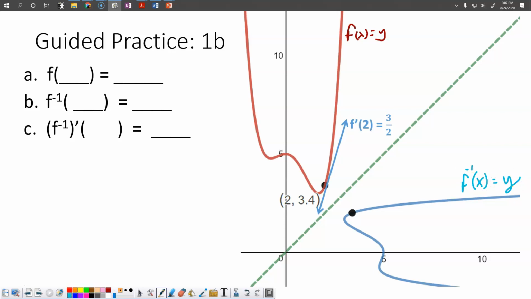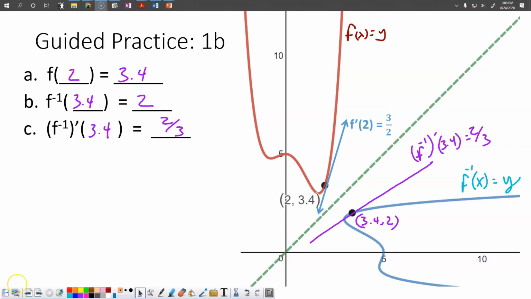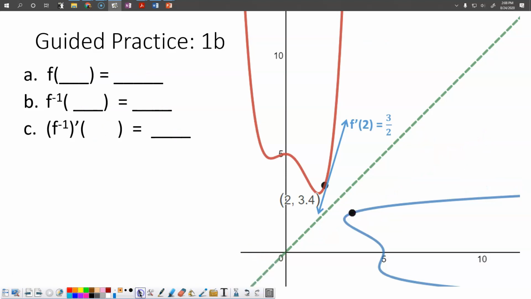Go ahead, and I've given you the point here, (2, 3.4). I've also told you the slope of f at 2 is 3/2. So go ahead and fill in as many of these blanks up here on this guided practice 1B as you can. Pause the video, and when you're done, you'll see the solution. Okay, there you go. Let's go ahead and see what's next.